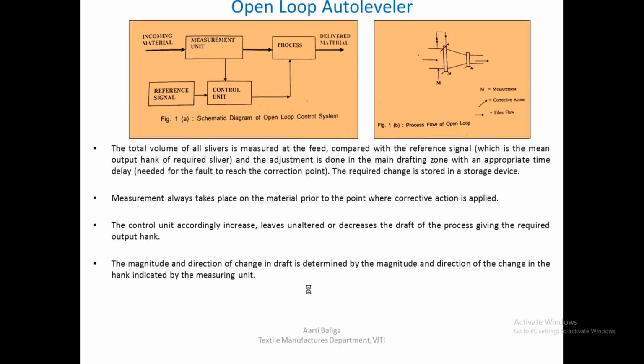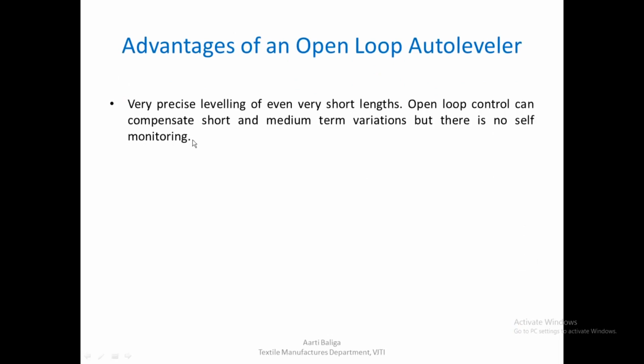in the front zone. So what are the advantages of an open loop auto leveler? Very precise leveling of even very short lengths can be done by using an open loop auto leveler. Open loop control can compensate short and medium term variations, but there is no self monitoring.